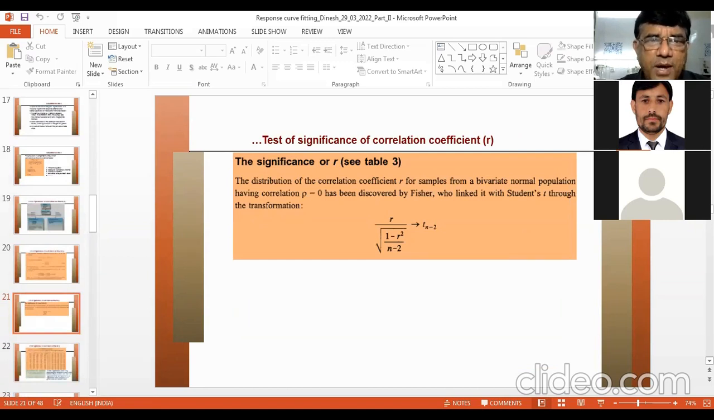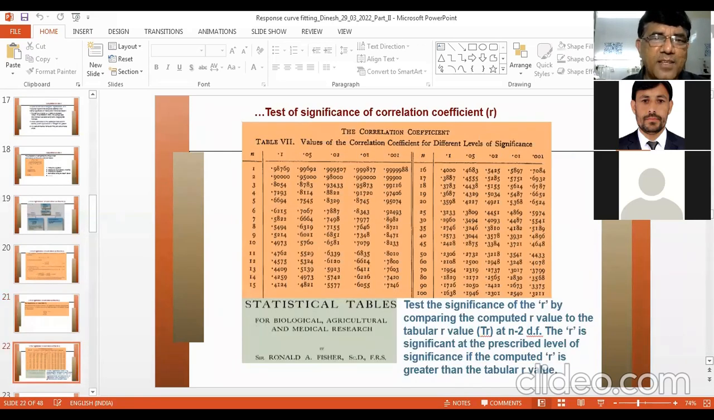The significance of R: the distribution of the correlation coefficient R for samples from a bivariate normal population having correlation coefficient rho equal to 0 has been discovered by Fisher, who linked it with the student's t-test based upon some transformations. So this is how Fisher has come to our help. And then you can see what Fisher has done.